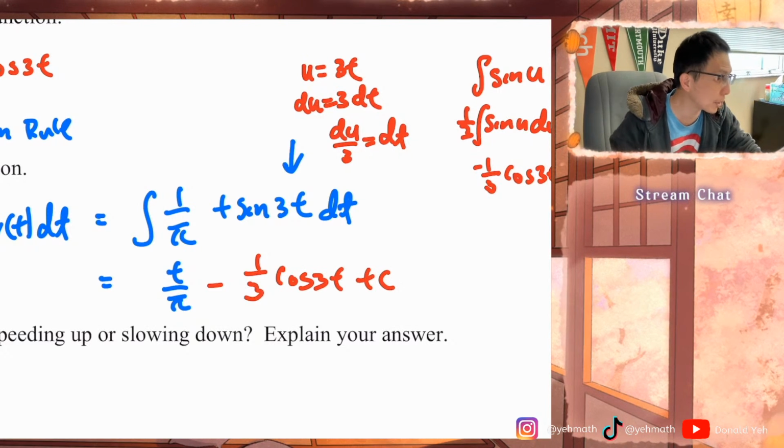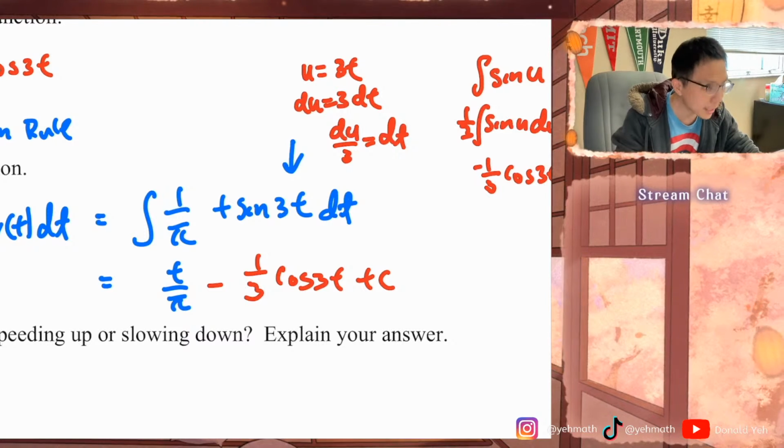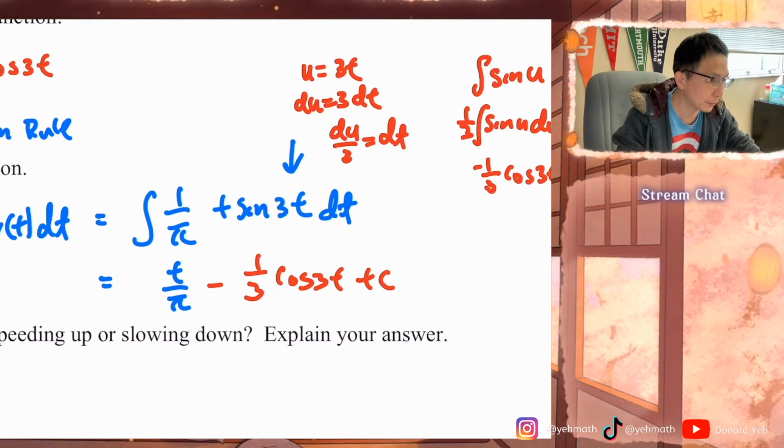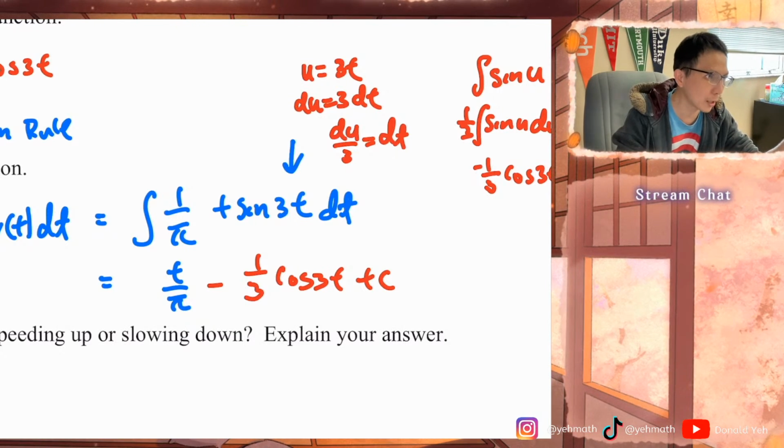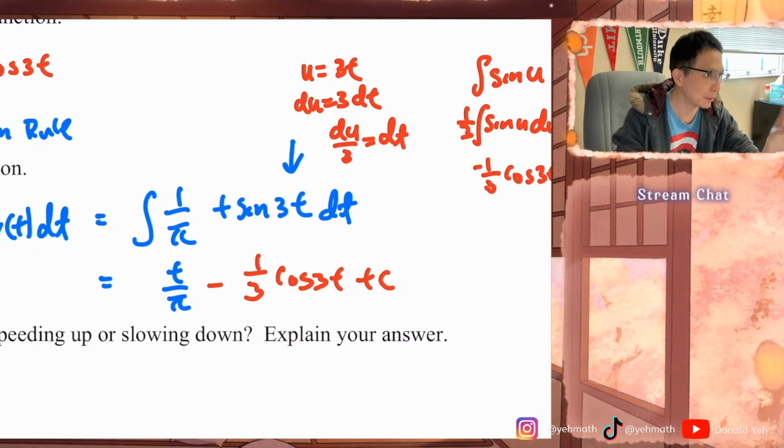And this is where people make mistakes, either that sign mistake or they didn't put the 1 over 3 in the front, because that's a u substitution. If you do u substitution so many times, you're going to find out the pattern is always 1 over that number for sine of number times x.